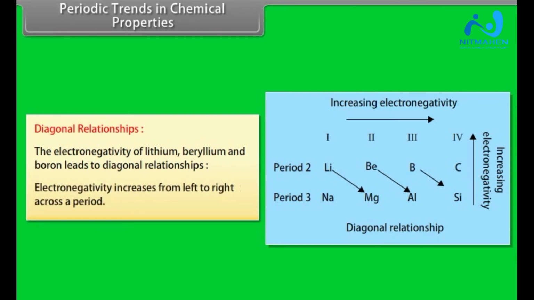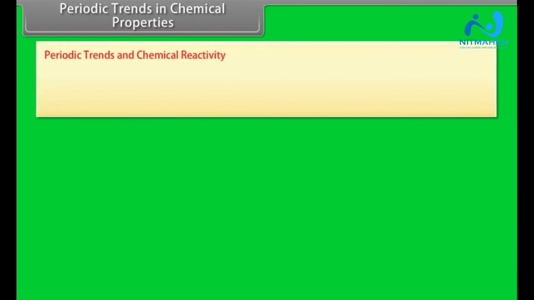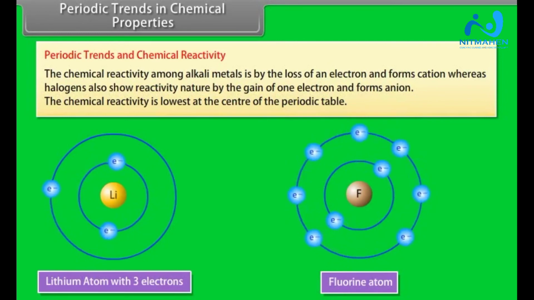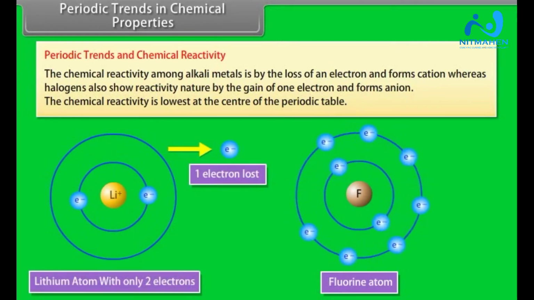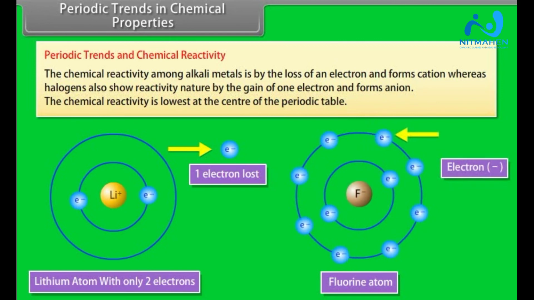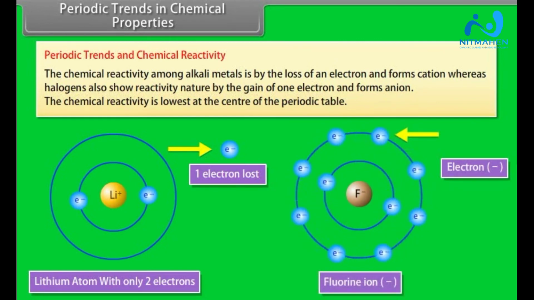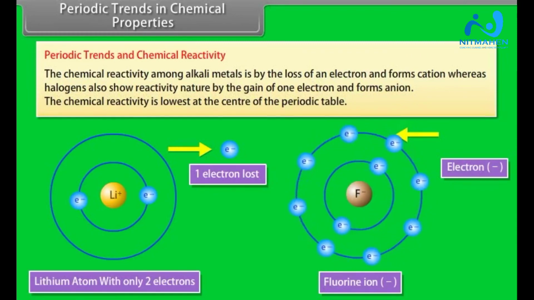Electronegativity increases from left to right across a period. Periodic trends and chemical reactivity. The chemical reactivity among alkali metals is by the loss of an electron and forms cation, whereas halogens also show reactivity by the gain of one electron and form anion. The chemical reactivity is lowest at the center of the periodic table.